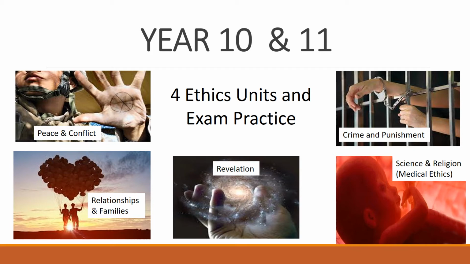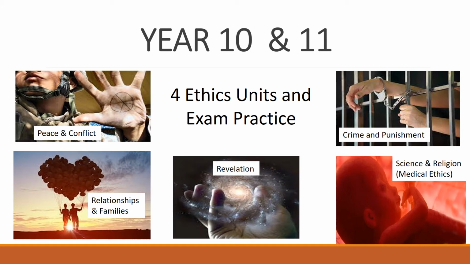Moving on to crime and punishment. In the Crime and Punishment unit, we look at a range of crimes and the underlying reasons for committing these. We also look at a range of punishments available and what the aim is behind each punishment. Finally, we look at the ethical debate surrounding the death penalty.